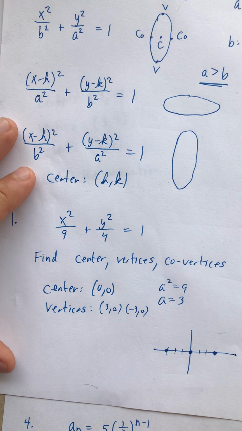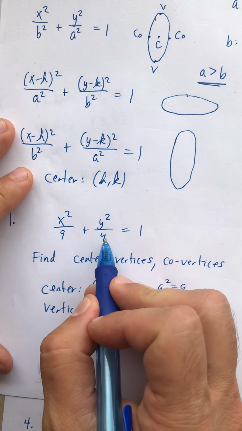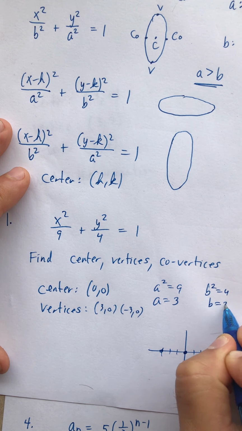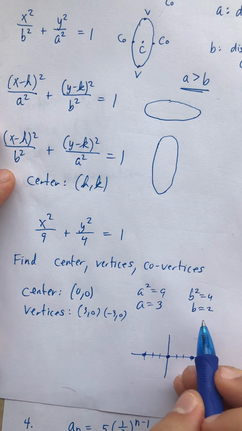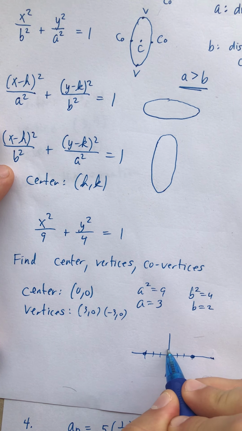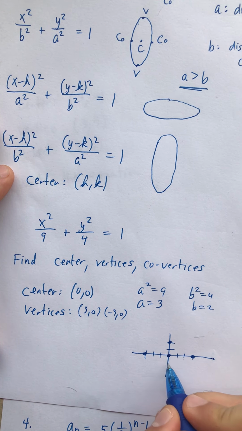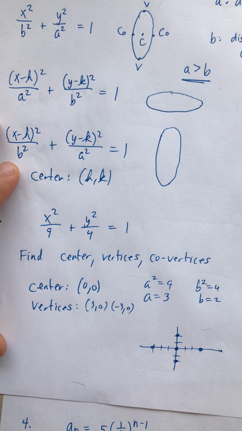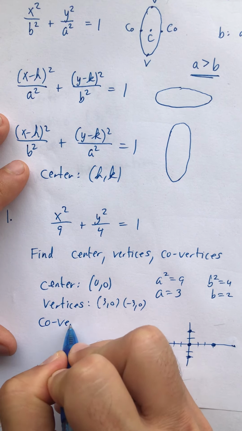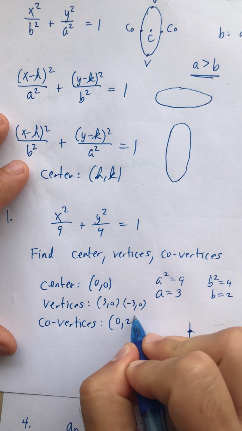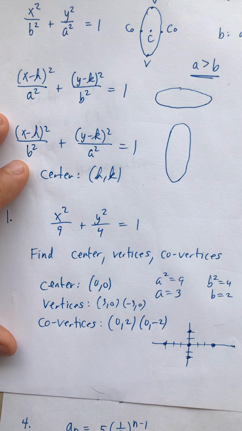Now I want to know where my co-vertices are. That's where I need the b variable. 4 is b squared. B squared is equal to 4. That makes b 2. So again, b is the distance from the center to the co-vertices. So the co-vertices are 2 units above and 2 units below the center. So my co-vertices are at 0, 2 and 0, negative 2.